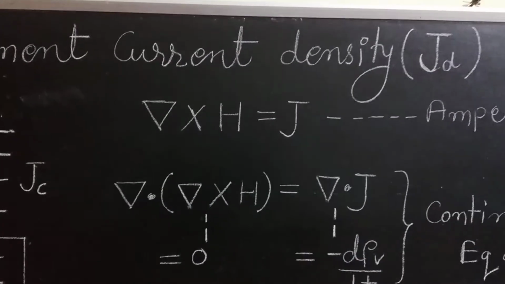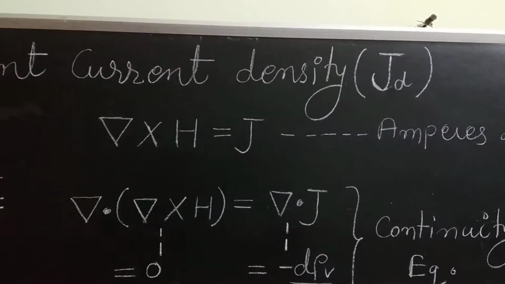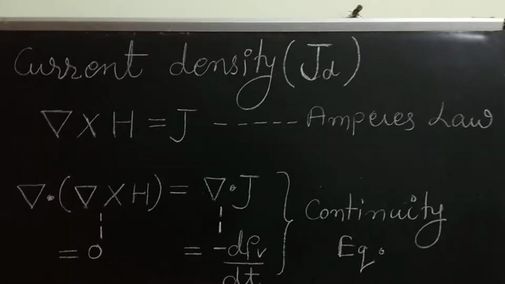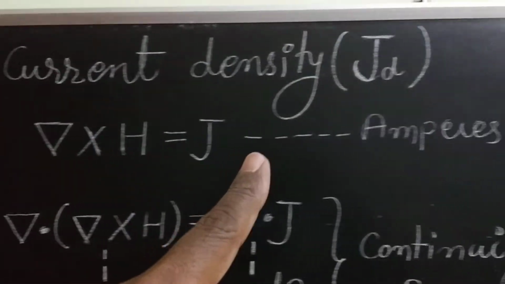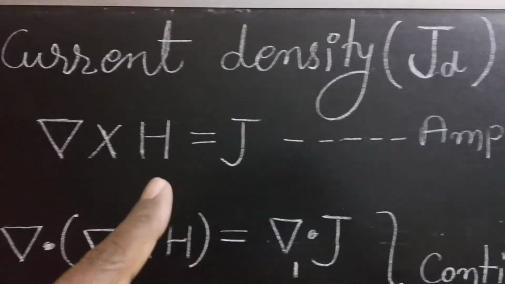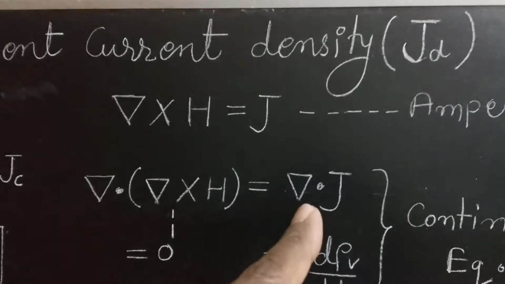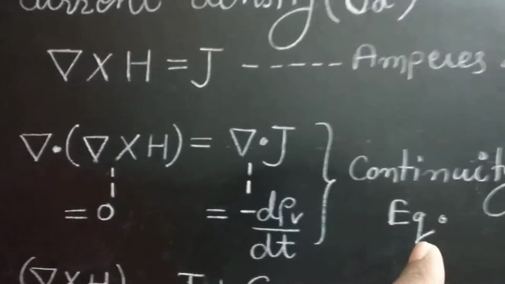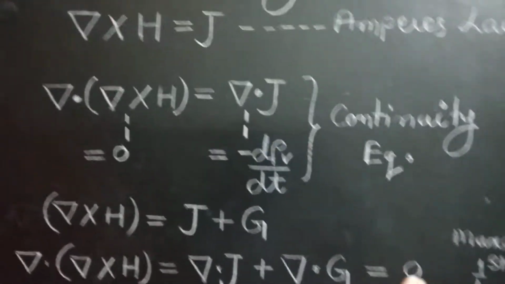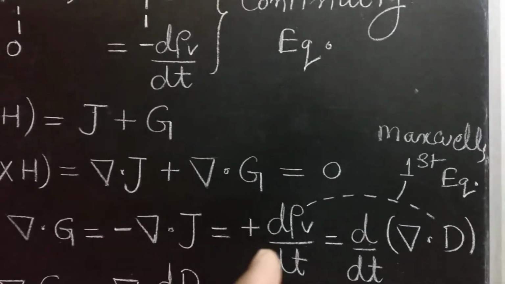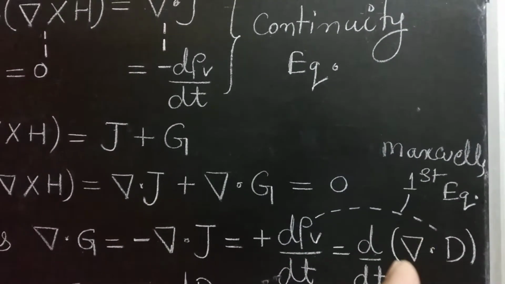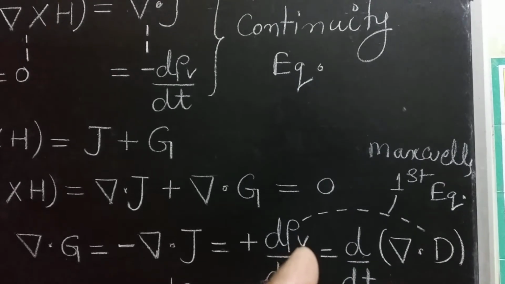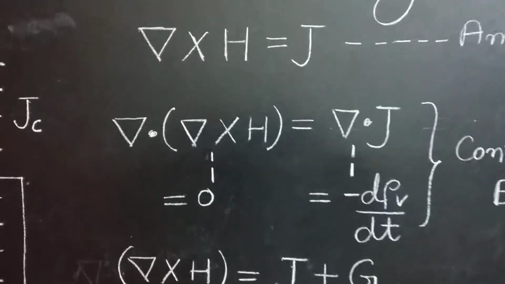For deriving the expression of displacement current density, we must know Ampere's law, del cross H equal to J, which is the point form of Ampere's law, and we must keep in mind that the divergence of J must be equal to minus del rho V by del T, which is the continuity equation. And one more thing, the relation of rho V and divergence of D, which is from Maxwell's first equation, divergence of D is equal to rho V. By keeping this in mind, we can go ahead.